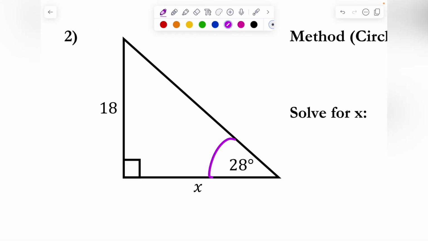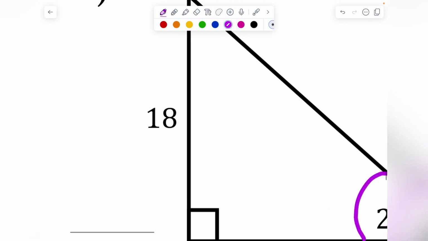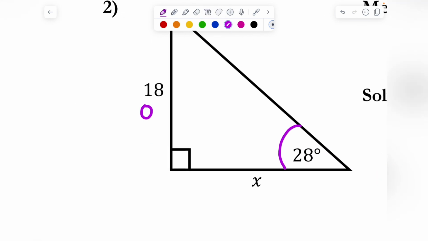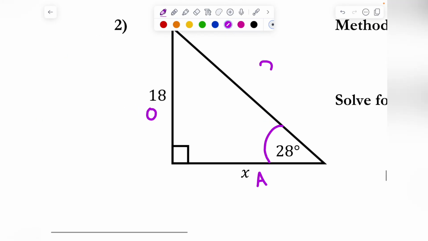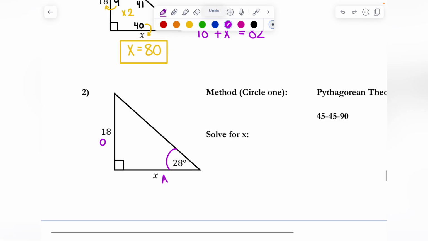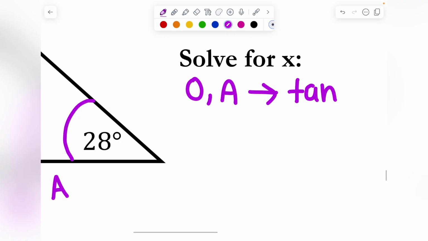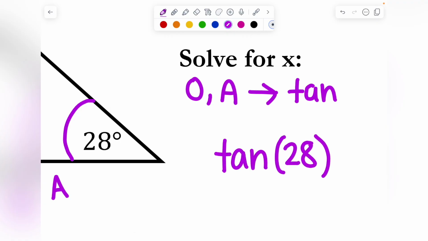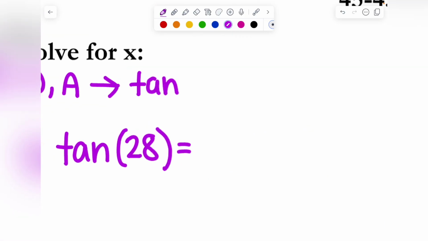The angle measure is not 30, 60, 90 or 45, 45, 90. So from this 28-degree angle, I know the opposite side is 18. I know the adjacent side is x. I don't know anything about the hypotenuse. So for O and A, I'm going to use tangent. All right, it's a TOA. So tangent 28 is opposite over adjacent, 18 over x.